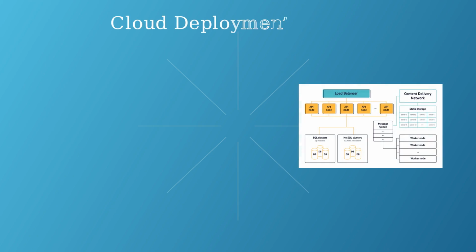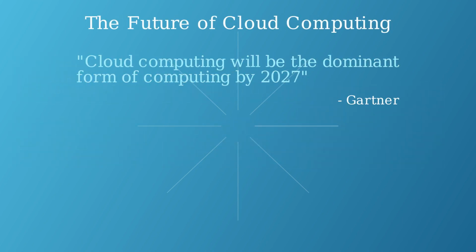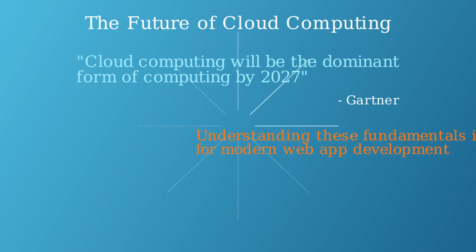Let's briefly discuss the different cloud deployment models. There are four main deployment models: public, private, hybrid, and multi-cloud, each offering different levels of security, control, and flexibility. According to Gartner, cloud computing will be the dominant form of computing by 2027. Understanding these cloud computing fundamentals is crucial for modern web application development.